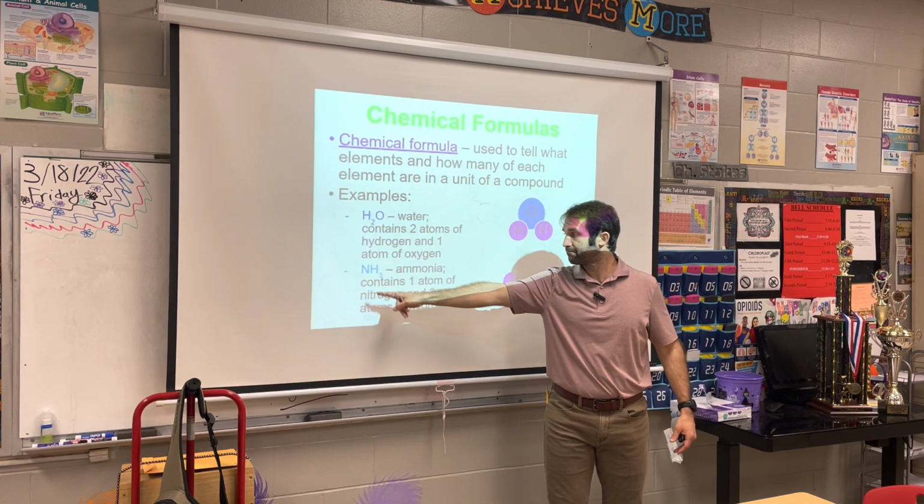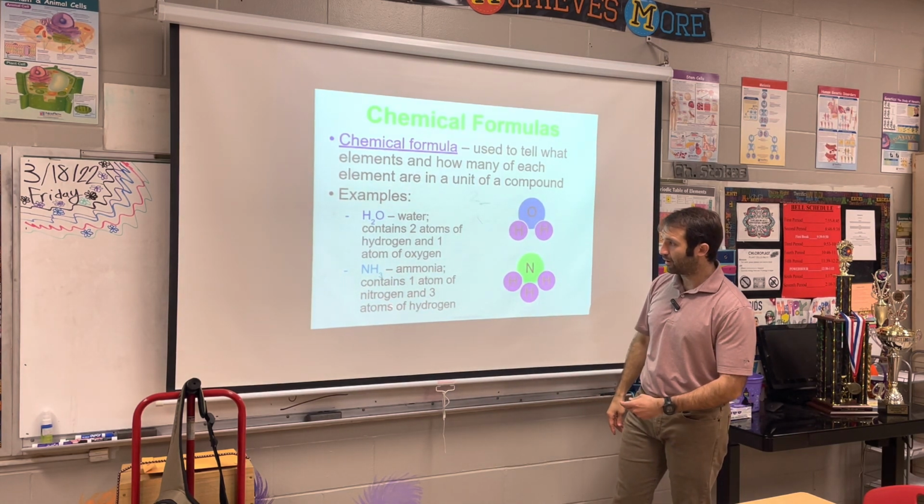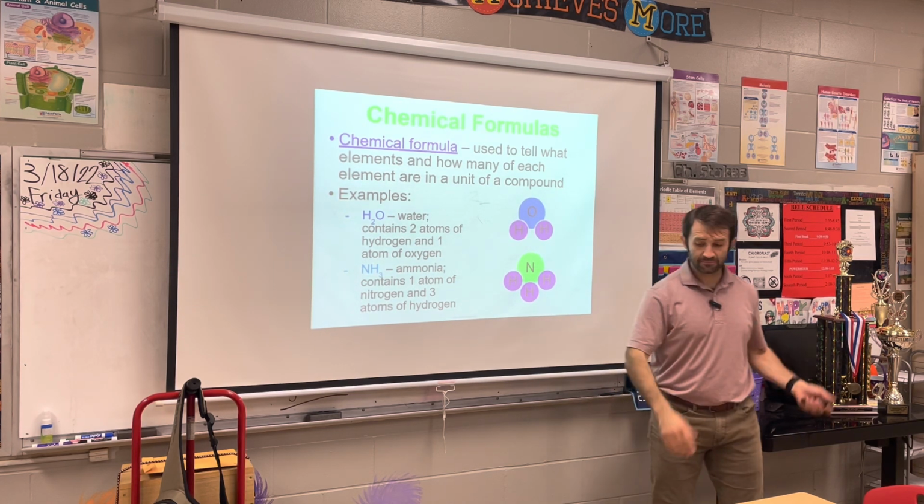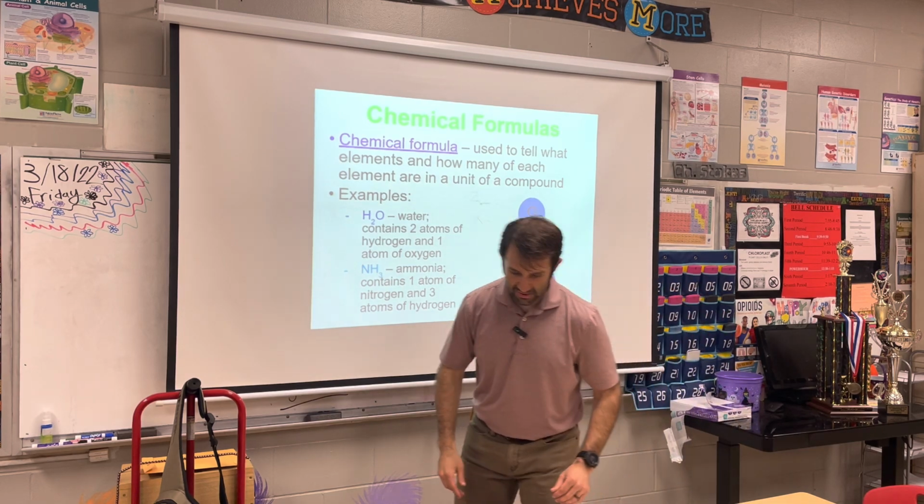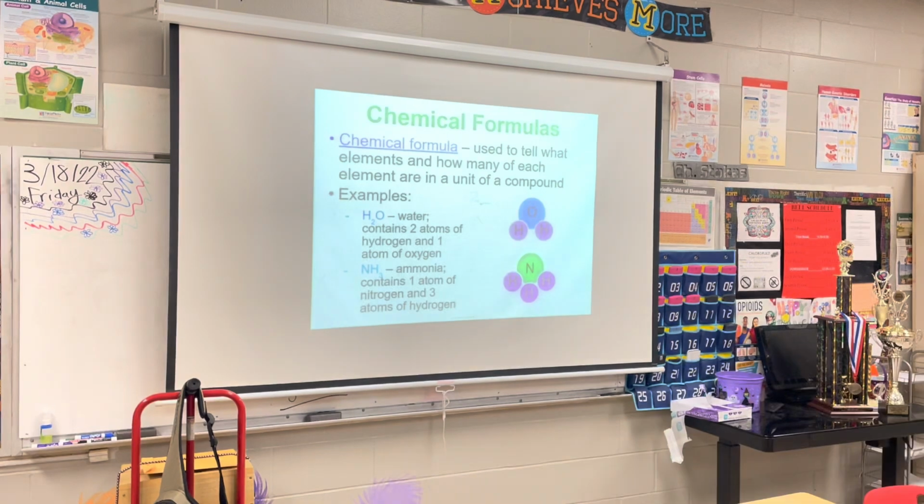So how many N's do we have here? Yeah, 1. Yep. And we have 3 H's. So ammonia is NH3. And water is 2 hydrogens, 1 oxygen. And that's it. That is kind of the thought process behind how you figure that stuff out. Here you go.